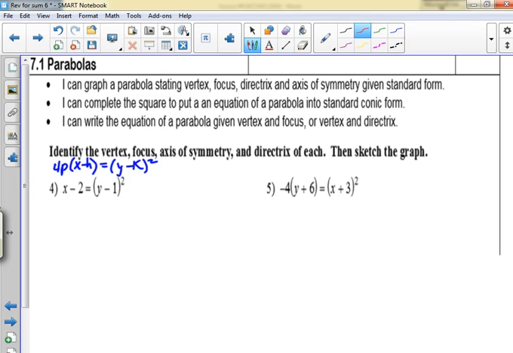So what can you tell me? H is 2. What else? K is 1. 4p, well, 4p would be whatever is out in front here, which is not that 4, because that's the problem number. There'd be a 1 out there, right? 4p equals 1.